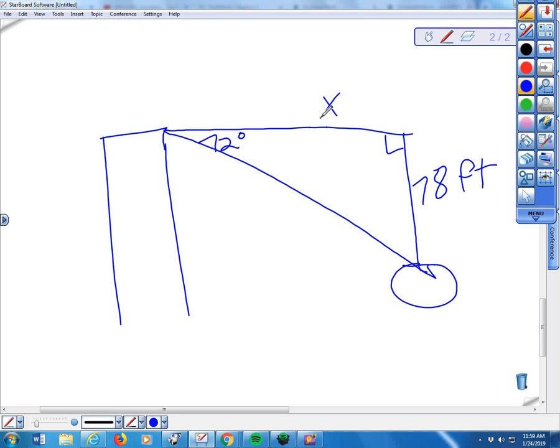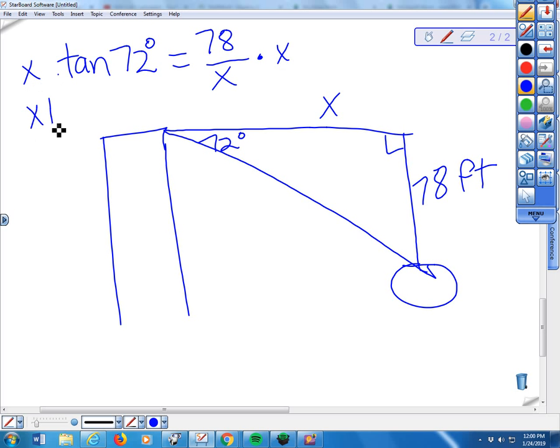Tangent. I don't have the hypotenuse here. I have opposite and adjacent, which is TOA, tangent. So I could write tangent 72 degrees is equal to opposite over adjacent. And now to solve, I'm going to multiply both sides by x. So I have x tangent 72 equals 78. Divide both sides by tangent 72.